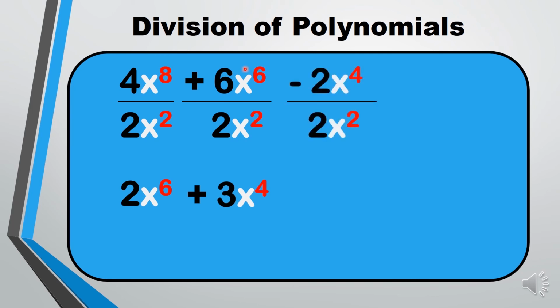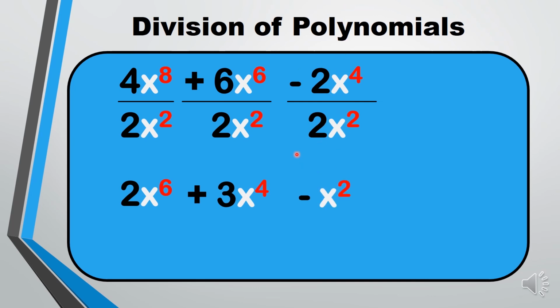Now let's have negative 2x raised to the 4th divided by 2x squared. At dahil magkaiba ang kanilang mga sign, ang ating magiging sagot ay negative. Negative 2 divided by 2 is equal to negative 1, kopyahin natin ang variable at isubtract natin ang kanyang mga exponents. At ang ating magiging sagot ay negative x squared.